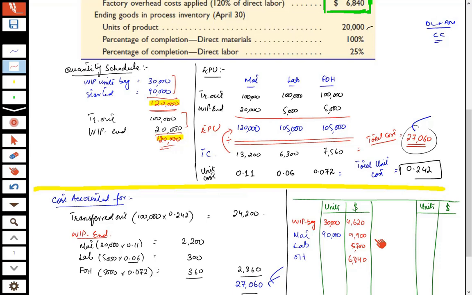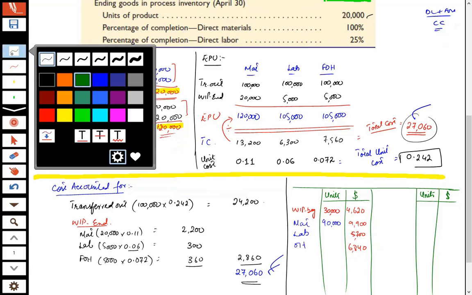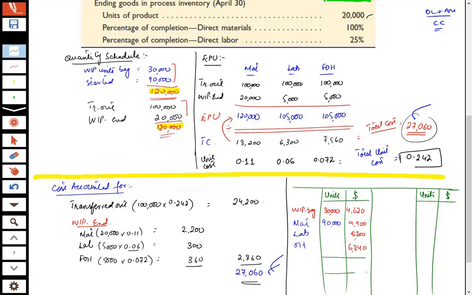Okay. Now we can calculate the total. The total would be 120,000. This would be tallied by this 120,000. This area is basically the upper side. This area is the lower side. And the units will be tallied by the quantity schedule.